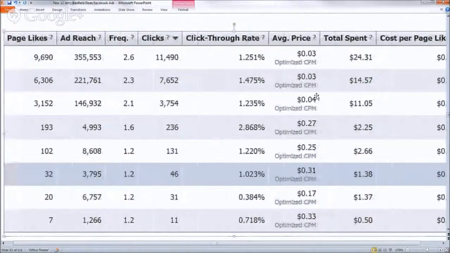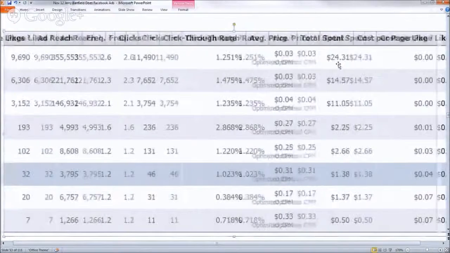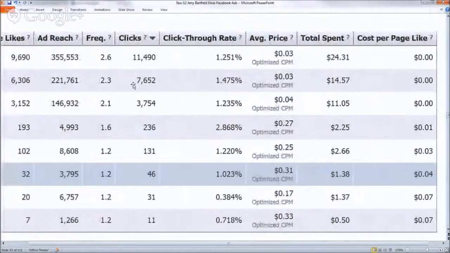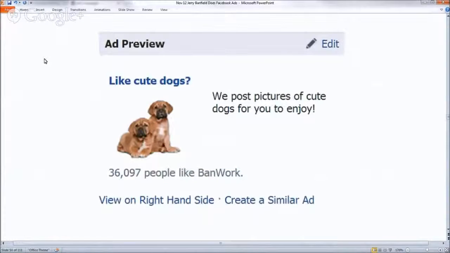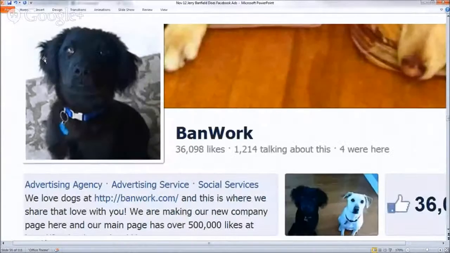What I offered in this original free training, and what I'm expanding on now, is showing you how to do this. These results clearly work again and again for any type of page, regardless of the ad campaign, to get exceptional results for a very low price. $24 for 9,600 page likes. And when I started this on my third company page, I just put pictures of my dogs and promoted my puppy, and you can see I only had 36,000 likes at this point.